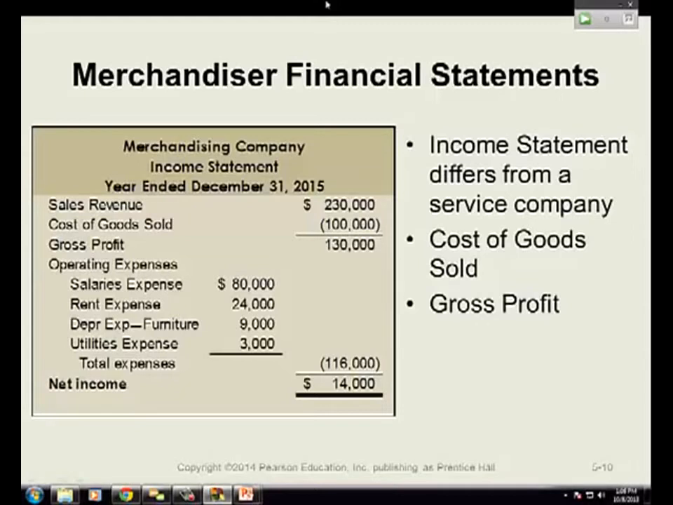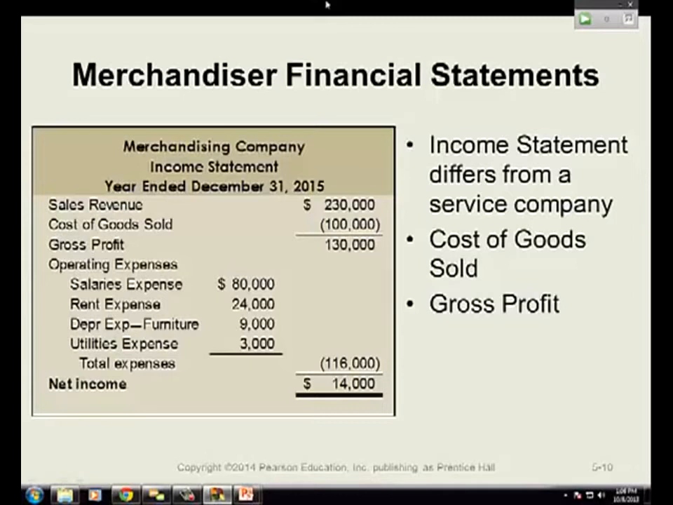Some of the primary differences with the financial statements of the merchandiser versus the service entity. When you have a merchandise company, revenue is now called sales revenue, and you also have to have a cost of goods sold. What's the cost of goods sold? That's how much you had to pay to acquire the inventory that you're selling.